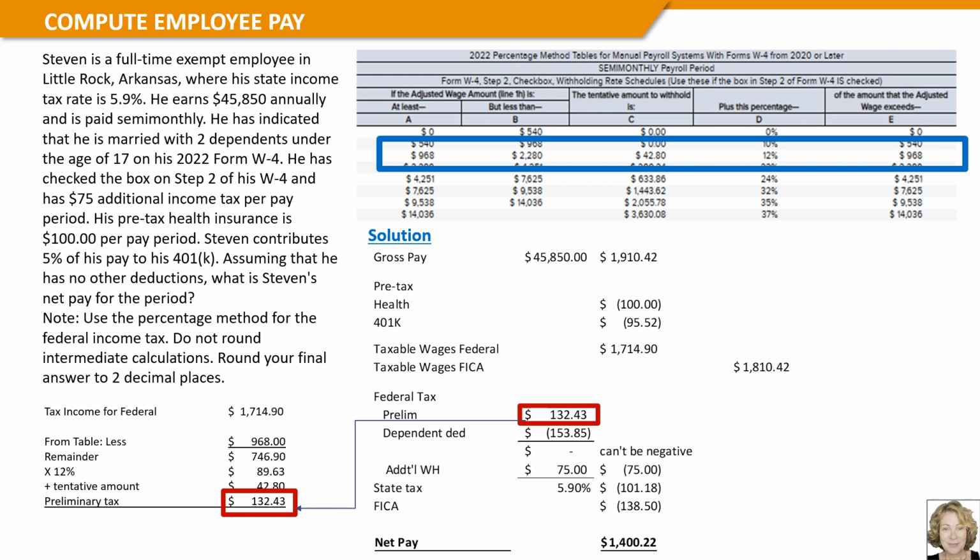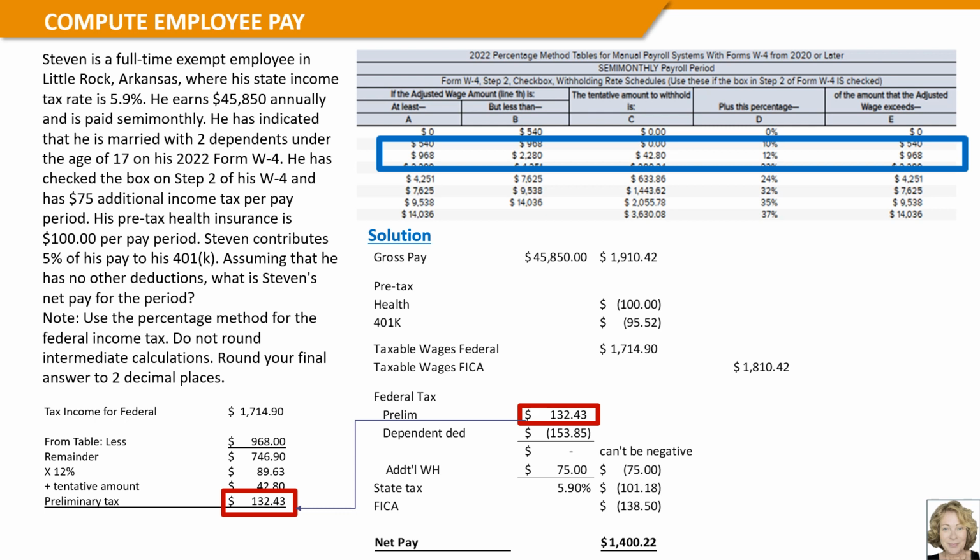$132.43. Next, we calculate the dependent deduction by multiplying the 2 dependents less than 17 times the $2,000 per year, and then divide the amount by 24 to obtain the semi-monthly amount, which is $153.85. Now, super important, the net amount after subtracting the dependent deductions from the taxes cannot be negative.